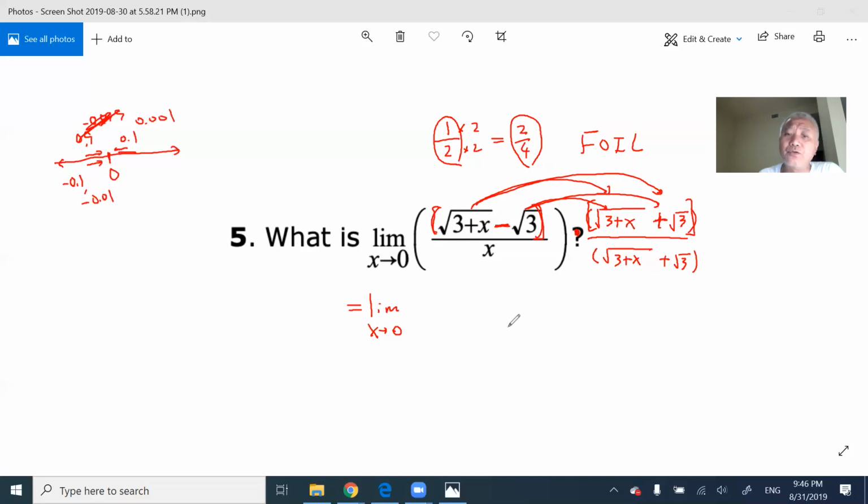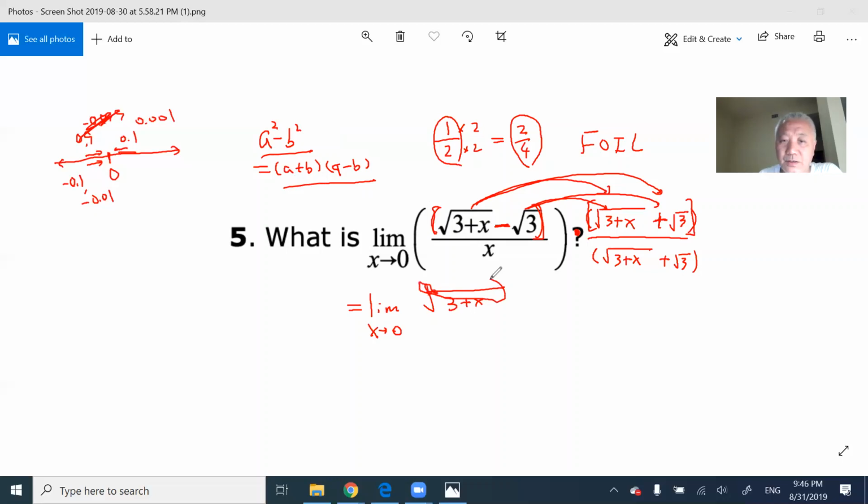Of course, you can also use the formula: a squared minus b squared equals what? a plus b times a minus b, like this. So a plus b times a minus b equals this one. So we can directly use the formula, that's even faster, okay? So if I apply that formula here, we will get square root of 3 plus x.